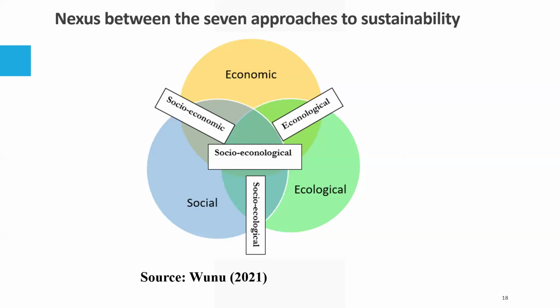And then another one is econological. That is combining economic and ecological sustainability. So whatever project we do must benefit both the economic goals and also the ecological goals. And then if you put all these things together, I coined a term called socio-econological, which means social, economic, and ecological sustainability. That is where the three will intersect.